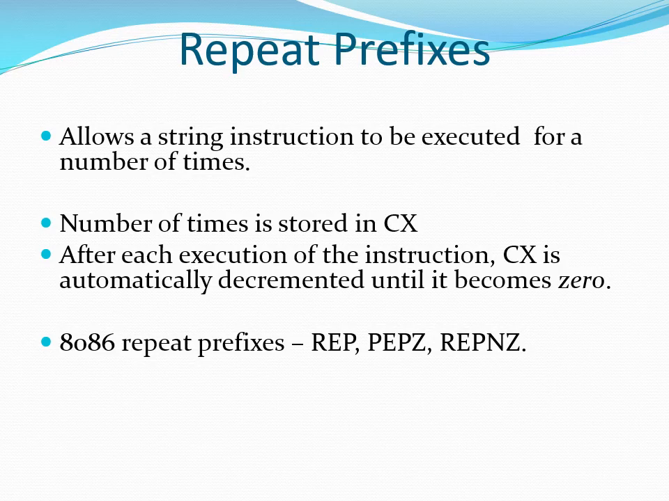The repeat prefix causes the instruction to be repeated as long as the counter register is not 0. The repeat if 0 prefix causes the instruction to be repeated as long as the counter register is not 0 and the Z flag is set. The repeat if not 0 prefix causes the instruction to be repeated as long as the counter register is not 0 and the Z flag is not set.